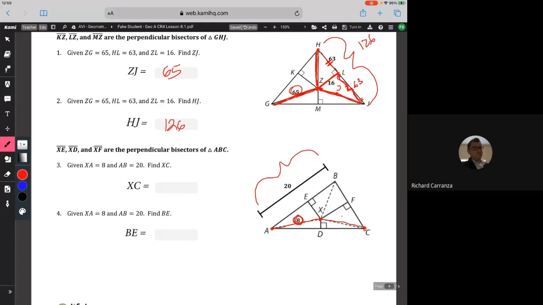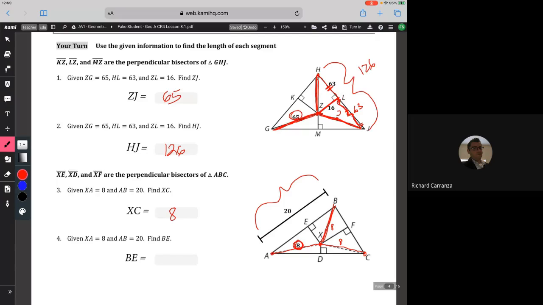Oh, what's this one? All the middle ones are connected. So that's going to be 8. Guess what XB is going to be? They're all the same. So that's going to be 8 as well. Oh, okay, I get you. So all the middle ones, just like the top one, the CG, it was 65. That's why this one's 65. And if they were asking us for CH, that would also be 65.